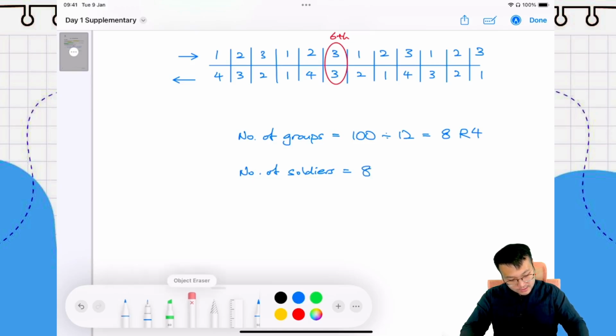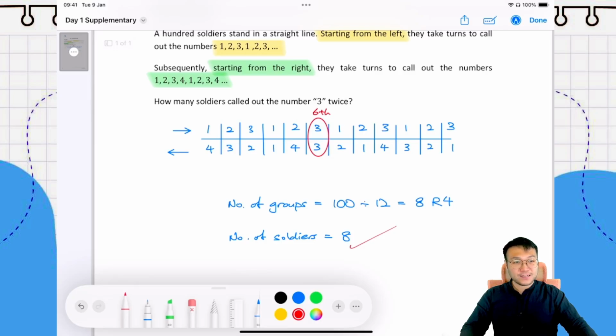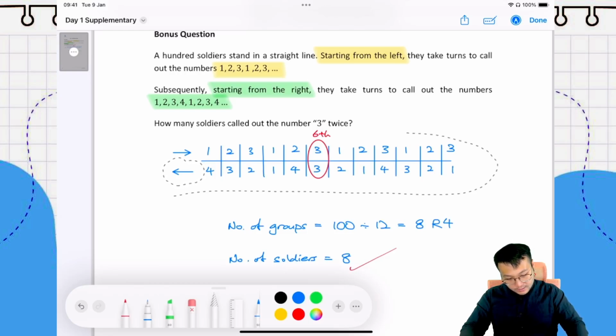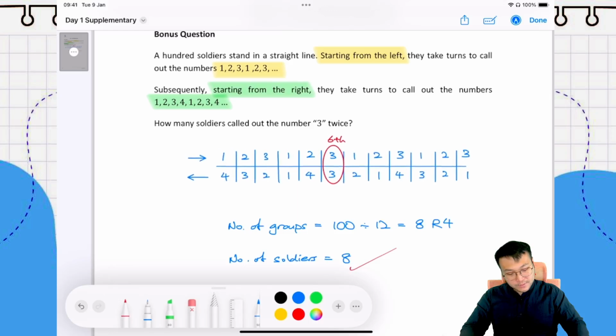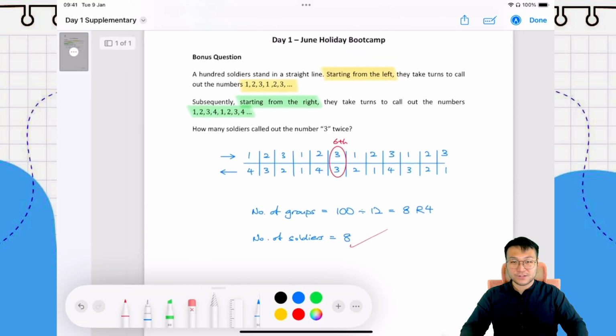So how you understand this question? Yes. Well done. Thank you, Jin Chen. Okay, so students, any of you have any questions about this? Raise your hand. So we made a list, right? We made a list of soldiers, right to left, left to right. And we also use the number 12. We actually wrote down 12 soldiers because the lowest common multiple is 12. Okay? So that's how you solve this question.